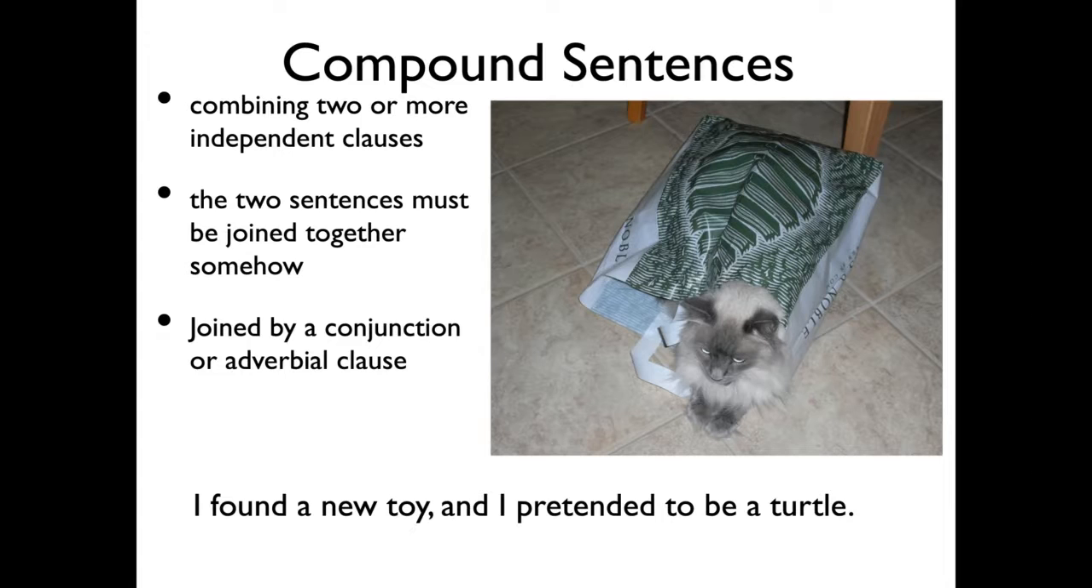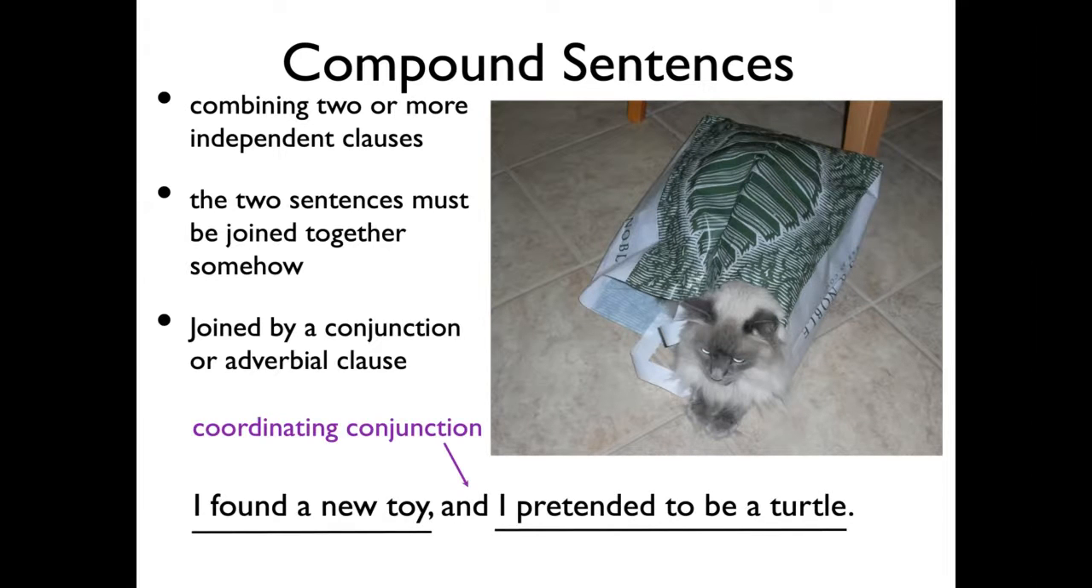So here is a compound sentence. I found a new toy, and I pretended to be a turtle. Good job, Hedwig. Two sentences squished together. I found a toy, that is an independent clause. I pretended to be a turtle is also an independent clause. It is joined together by one of the fanboys: for, and, nor, but, or, yet, so. This is a fanboy, and here is one of the rules for the use of a comma. I see this error happen quite often in essays.